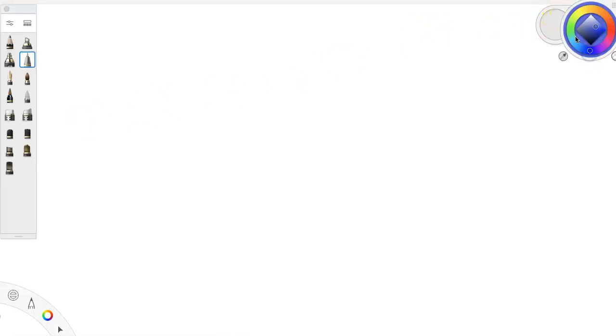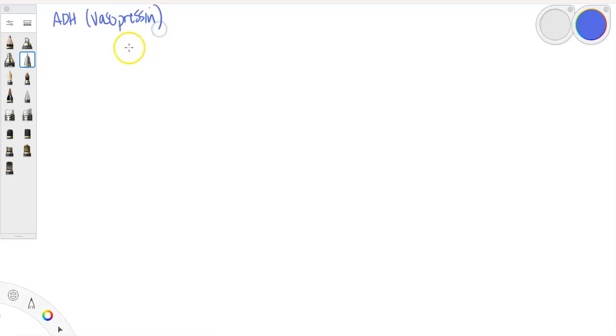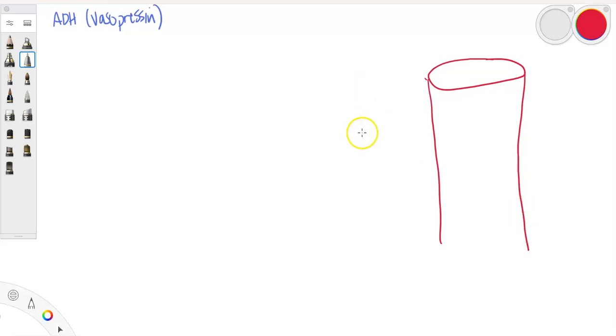Okay, so let's talk about ADH. ADH, again, is also called vasopressin. All right, and let's make a little vessel here. So here's my little blood vessel, okay?